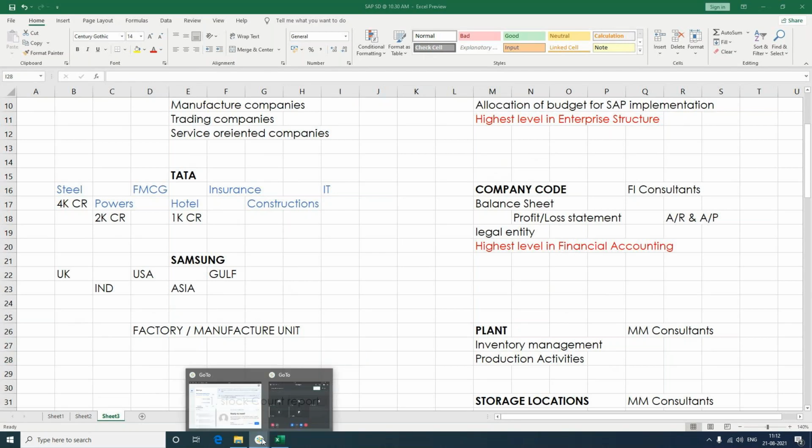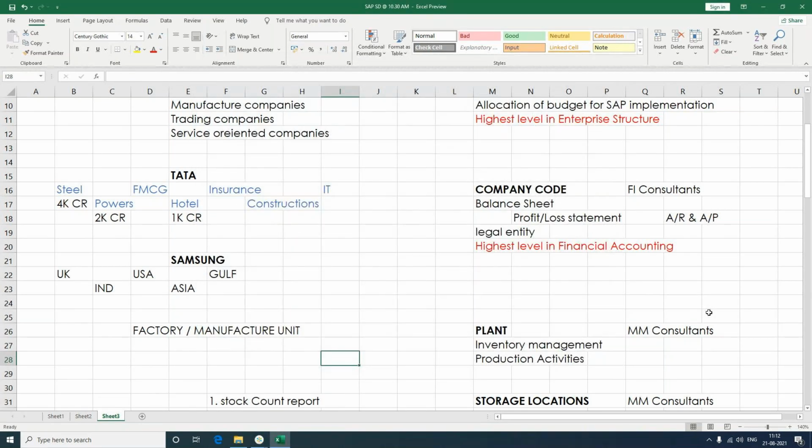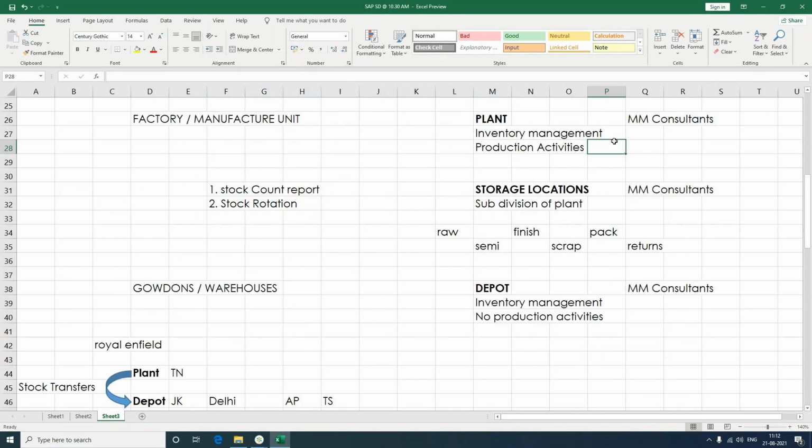Actually, in the plant, production activities are there, right? They gather all the raw materials and give the final product. Exactly. We change the status of the material from raw to finished product by doing all that production. Suppose in the warehouse we are only sending the inventories, then production activities are not done. We don't do any kind of assembling over there. We just use it for storage.